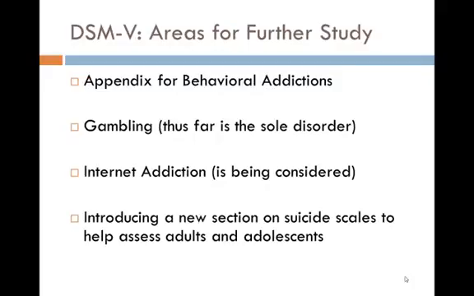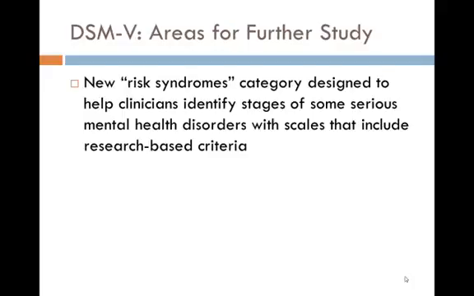And in addition to that, they're introducing a new section on suicide scales to help assess adults and adolescents. So similar to what was communicated on the previous slides. There are new risk syndromes, a category designed to help clinicians identify stages of some of the more serious forms of mental health disorders. And what will be provided are scales that include research-based criteria by which to better understand risk syndromes.